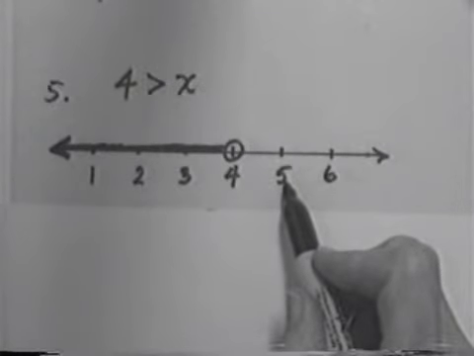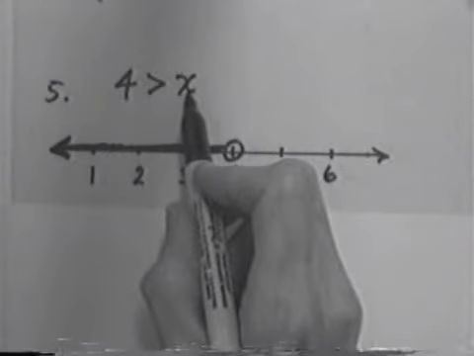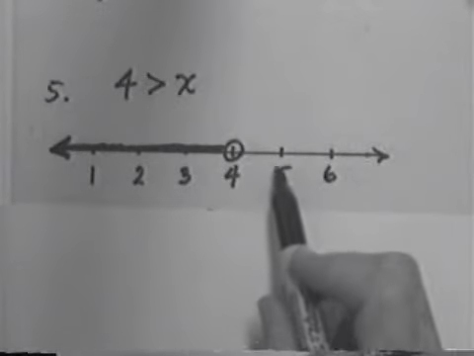To the right, 5. 4 is greater than 5. That is false, and so I do not shade in the right side of this inequality's number line.